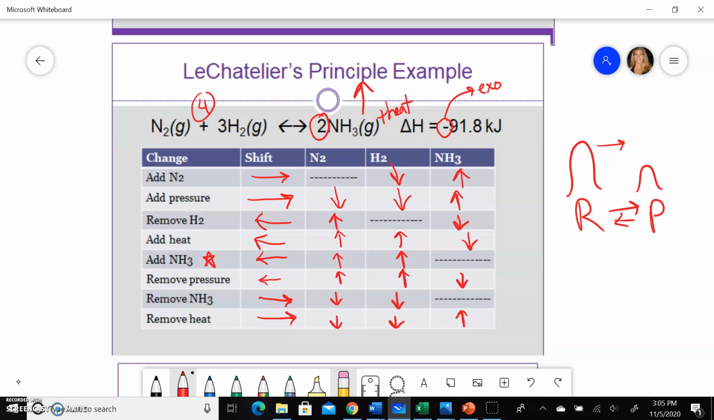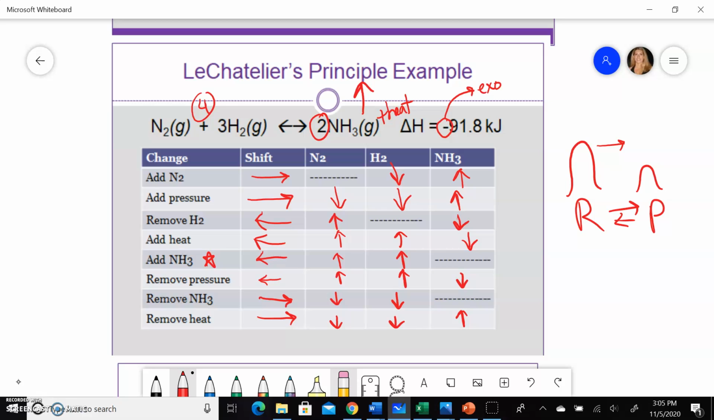Pressure is the crowded lonely. So if you remove pressure on the balloon, that means the balloon's getting bigger. So those particles are feeling crowded, so they're going to go towards the side with more moles, so they have more friends. And in this case, 4 is bigger than 2, which is why it shifts to the left. Removing NH3 is the opposite of adding, so go just the opposite of that one.